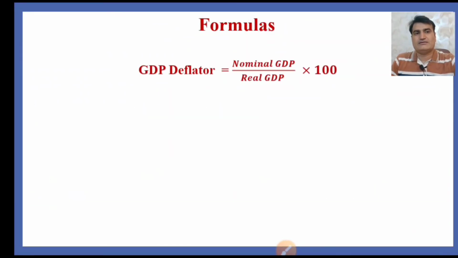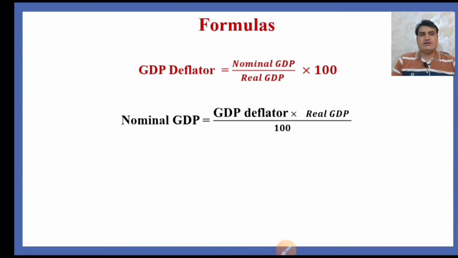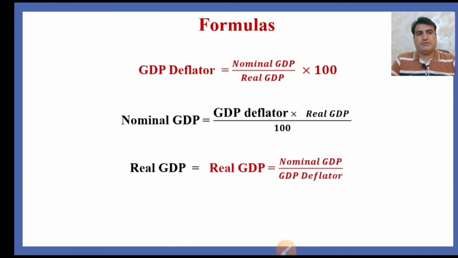So what are those formulas? The formula for GDP deflator is the ratio of nominal GDP to real GDP multiplied by 100. The nominal GDP is equal to the GDP deflator multiplied by real GDP divided by 100, and real GDP is equal to nominal GDP divided by GDP deflator. I hope it would be clear to all of you.